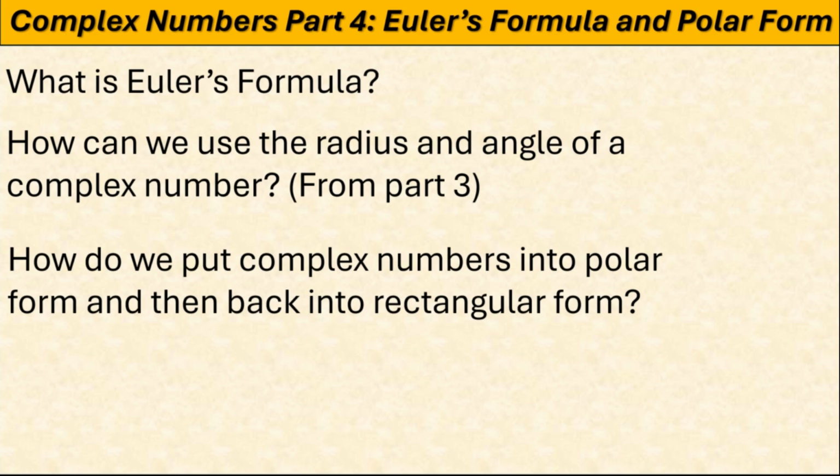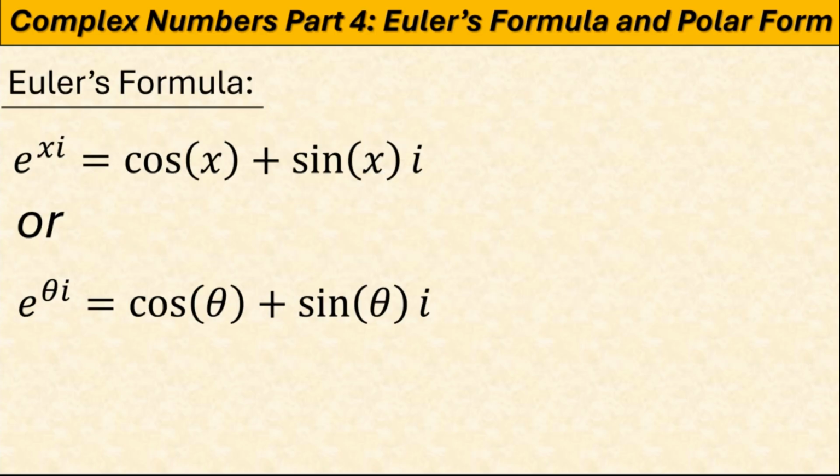In the last video, I went over how to find the radius and angle, or argument, of a complex number, and in this video, I'll put that information to use. These are the topics I'll cover in this video. What is Euler's formula? How can we use the radius and angle of a complex number? And how can we put complex numbers into polar form and then back into rectangular form?